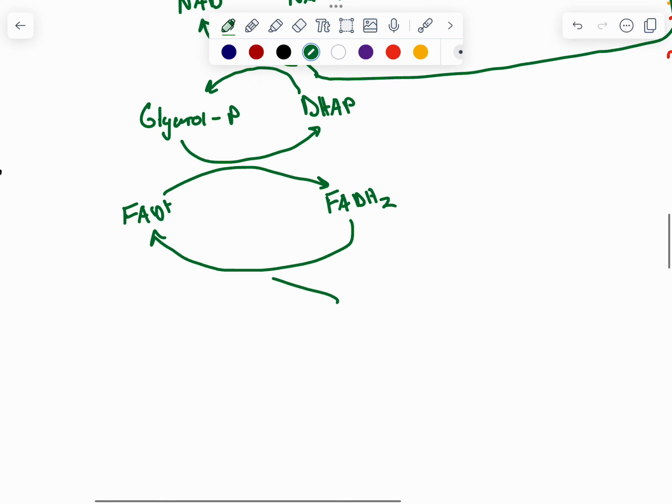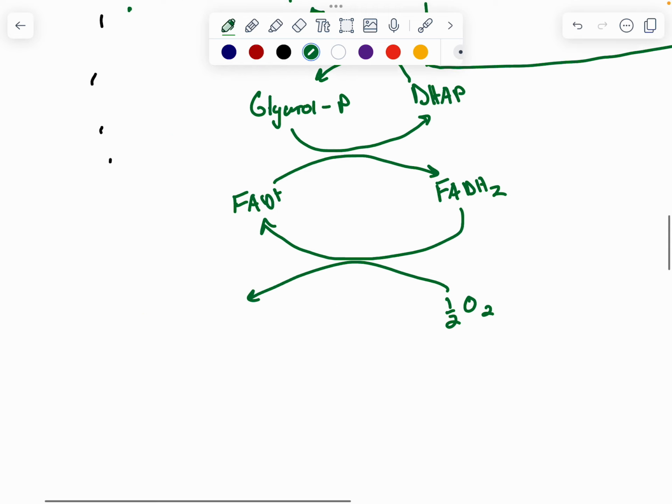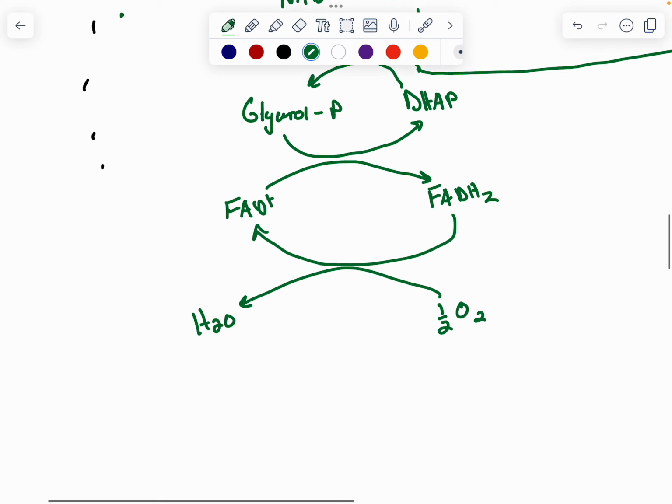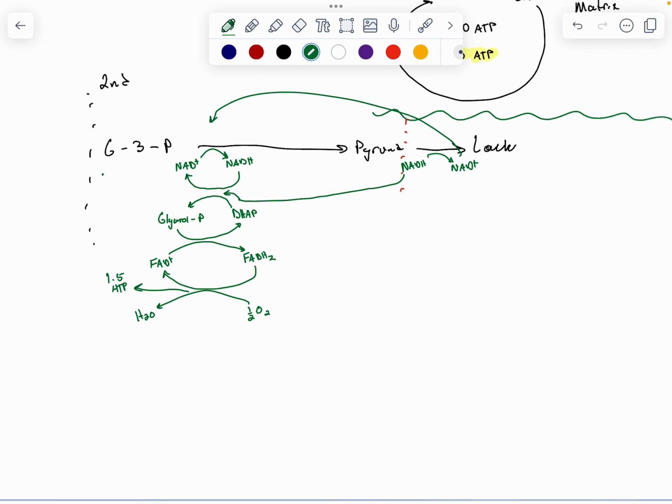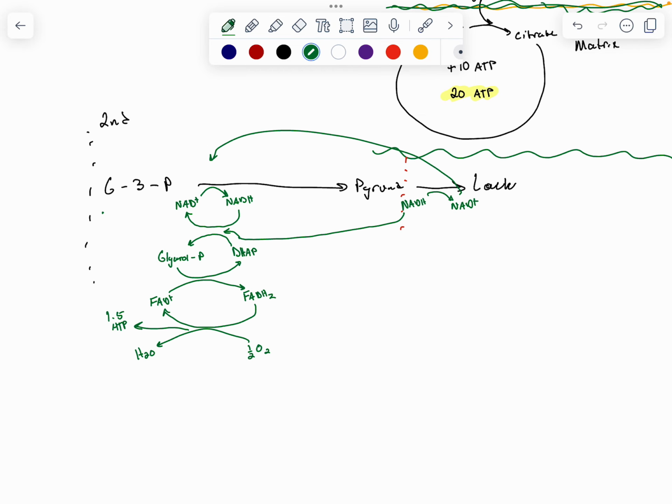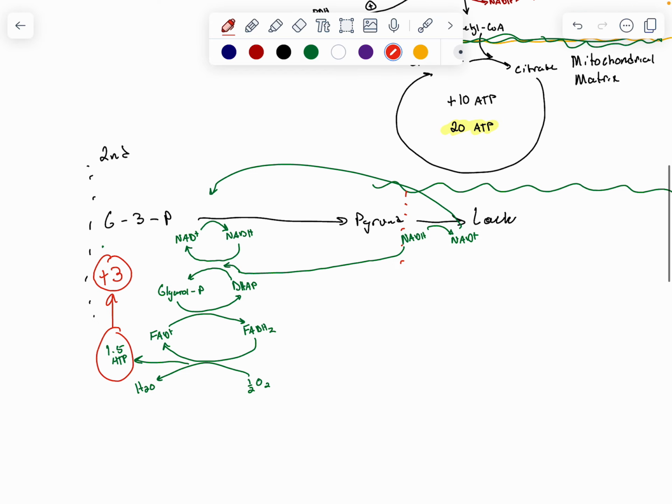FADH2 is going to come down here, and we're going to react with 1/2 of an O2. That half of an O2 is going to take a hydrogen off that FADH right there, produce H2O, and as a result, we're going to be producing 1.5 ATP. But what we can't forget is this, again, is in the second stage. So in total, we are producing +3 ATP per 1 molecule of glucose.